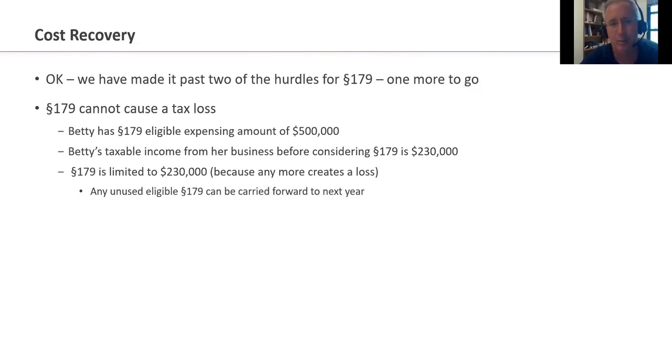So let's say Betty has a 179 expensing amount that she's determined she's eligible for, $500,000. The problem is Betty's taxable income from her business before considering Section 179 is only $230,000. As a result, her 179 deduction is limited to $230,000, because the second she takes a deduction for $230,001, that creates a loss. You cannot create a tax loss with Section 179. Any amount you're not eligible to take or is limited by your income, you can then carry forward and try to deduct in the following year.